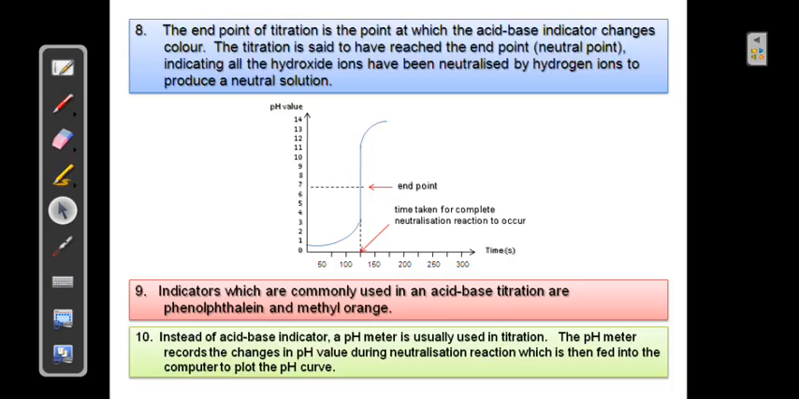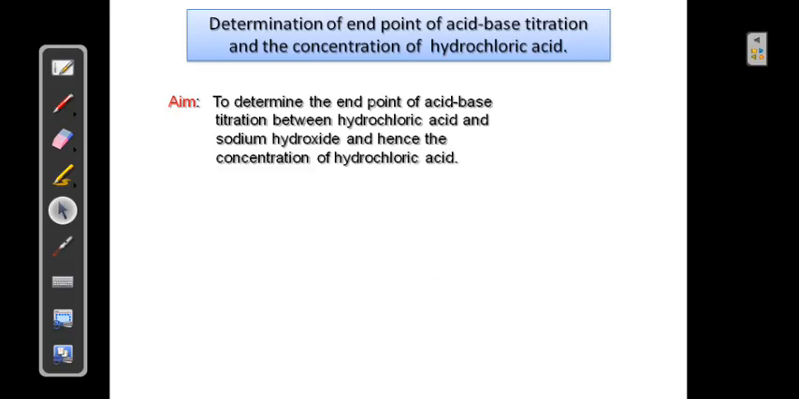Determination of the end point of acid-base titration and the concentration of hydrochloric acid. The aim of this activity is to determine the end point of the acid-base titration between hydrochloric acid and sodium hydroxide, and hence the concentration of hydrochloric acid.